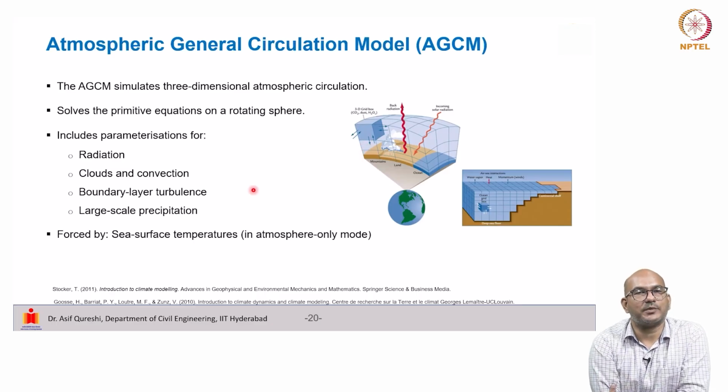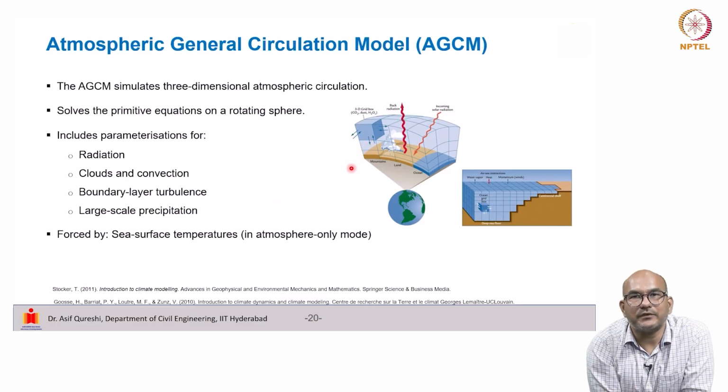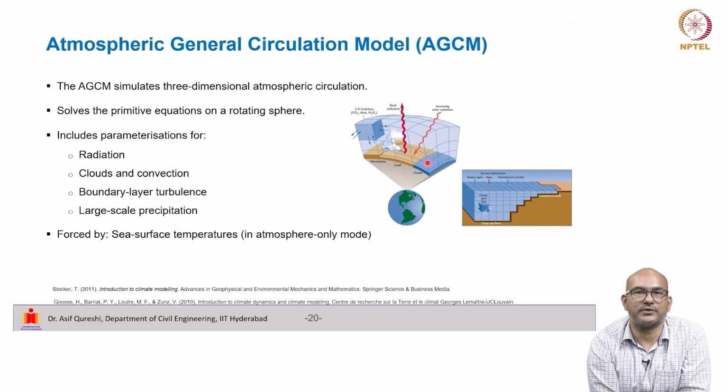When we are doing an atmosphere-only model, we will define the sea surface temperature so that we can parameterize the exchange or transfer of energy between atmosphere and oceans without solving the model for the ocean. So sea surface temperature would be a given, that means the air model is being forced by the sea surface temperature.